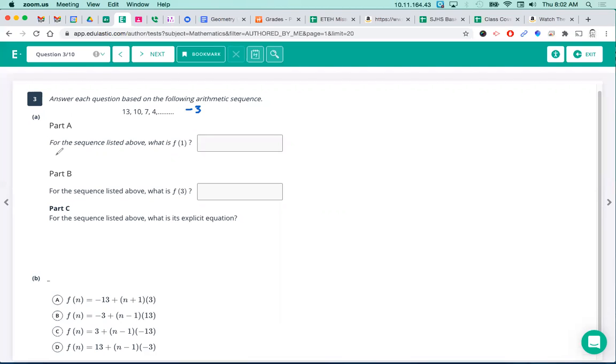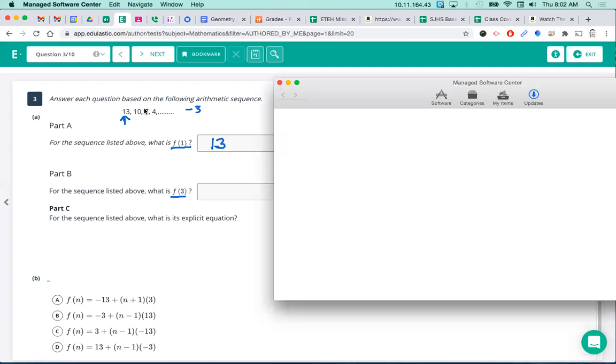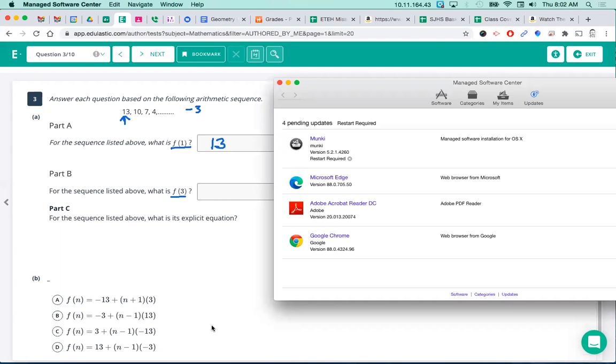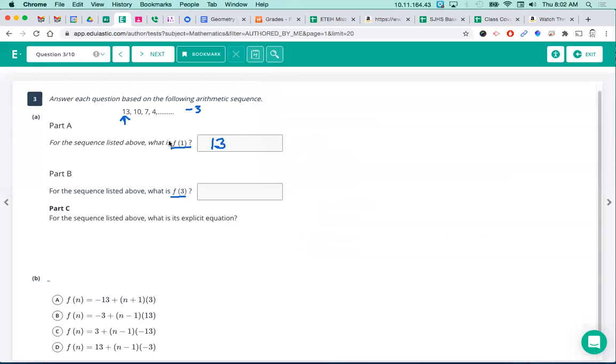Part A, for the sequence listed above, what is f of 1? So what's the first term? 13. F of 1 represents the first term, so we just look and see what the first term is: 13. Part B, for the sequence listed above, what is f of 3? So they're asking, what is the third term? Well, 13 is the first, 10 is the second, 7 is the third. So f of 3 is going to be 7.